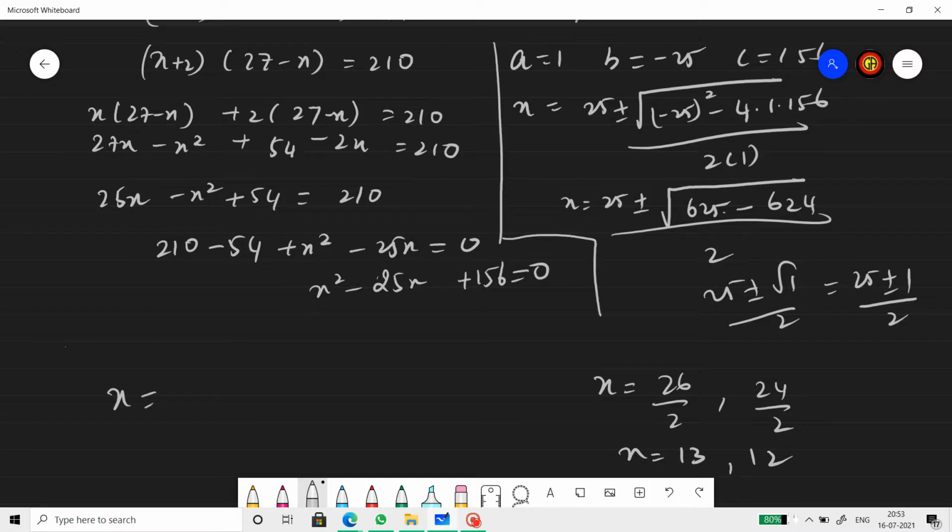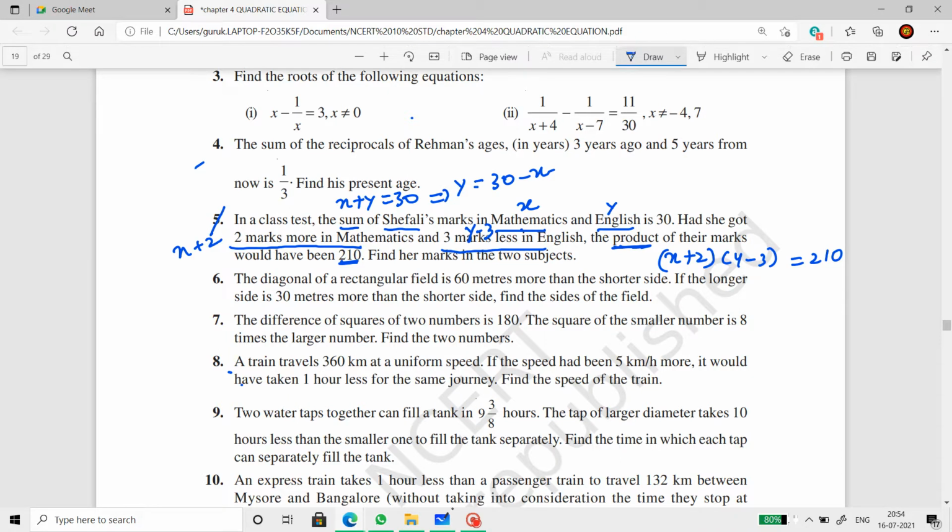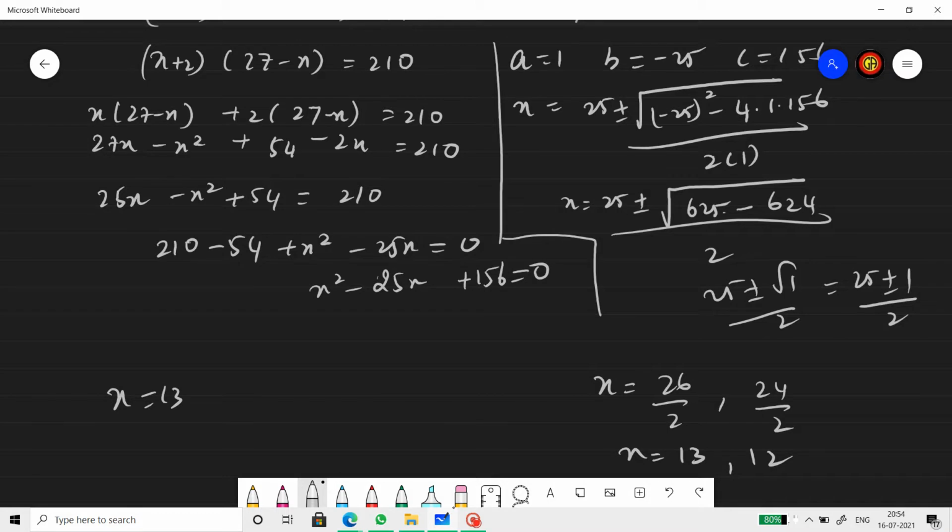So if she has got 13 marks, let us see what we represent x as. What does x represent? X represents max mark. So if max marks is x, and if that is 13, y is 30 minus 13. And likewise, when x is 12, y will be 30 minus 12. This way we write the answer for the marks obtained by Shefali. So this would be 17 and this would be 18. So she got 13, 17 or 12, 18 as her marks.